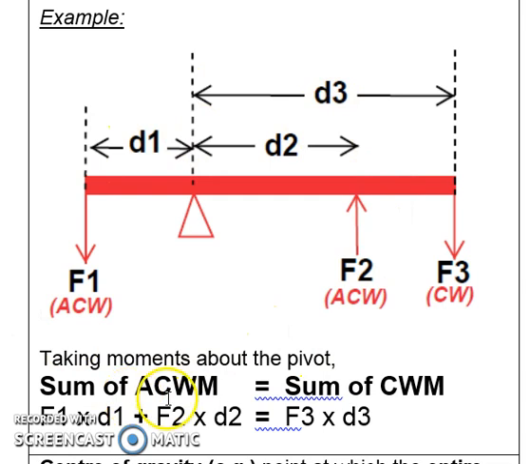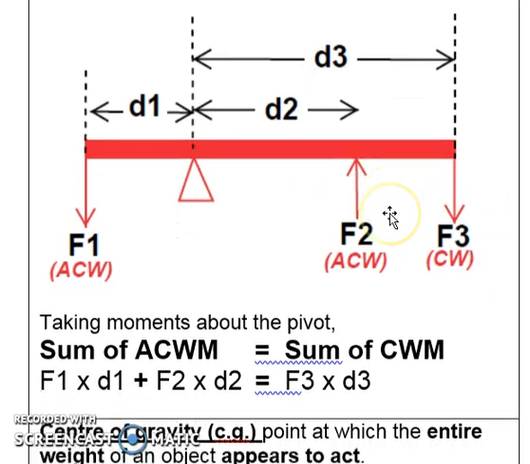So the sum of anti-clockwise moments equals the sum of clockwise moments. Since I've got two anti-clockwise moments, I add both of them. Force times distance plus force times distance: F1 times D1 plus F2 times D2 equals F3, which is the clockwise moment, times D3 over here.